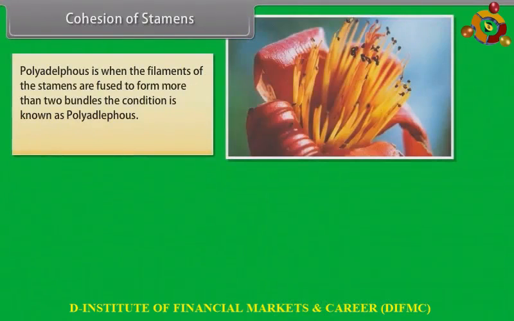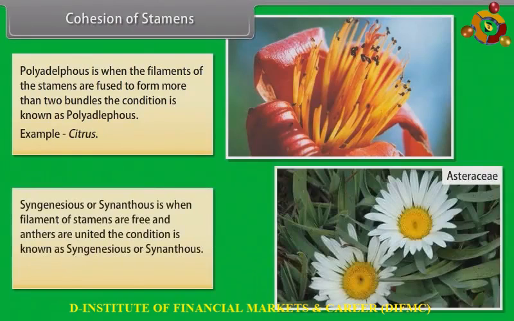Polyadelphous is when the filaments of the stamens are fused to form more than 2 bundles. The condition is known as polyadelphous. Example, citrus. Syngenesious or synantherous is when the filaments of stamens are free and the anthers are united. The condition is known as syngenesious. Example, Asteraceae.